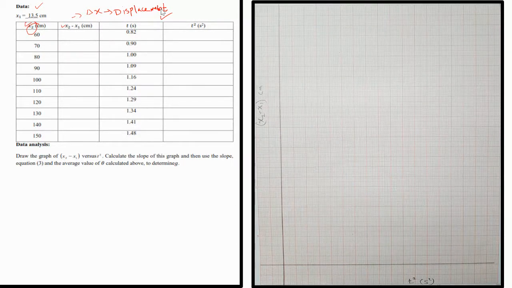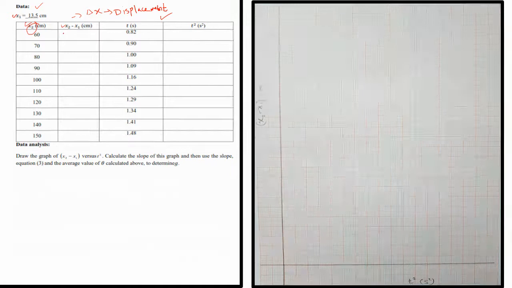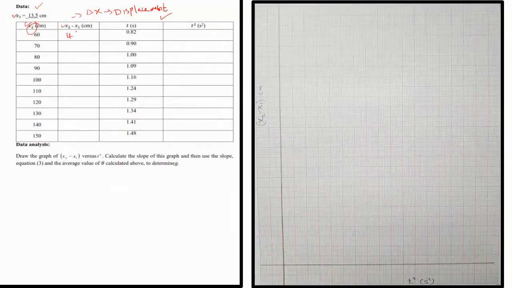So how many positions do we have? If you just see the table, we have the position x1 and we have the position x2. Now for calculating this x2 minus x1, you have 60 as x2 and 13.5 as x1. Could you please subtract this value, 60 minus 13.5? What will you get? 46.5. Very good, 46.5. So you have to use your calculator and then find the value.